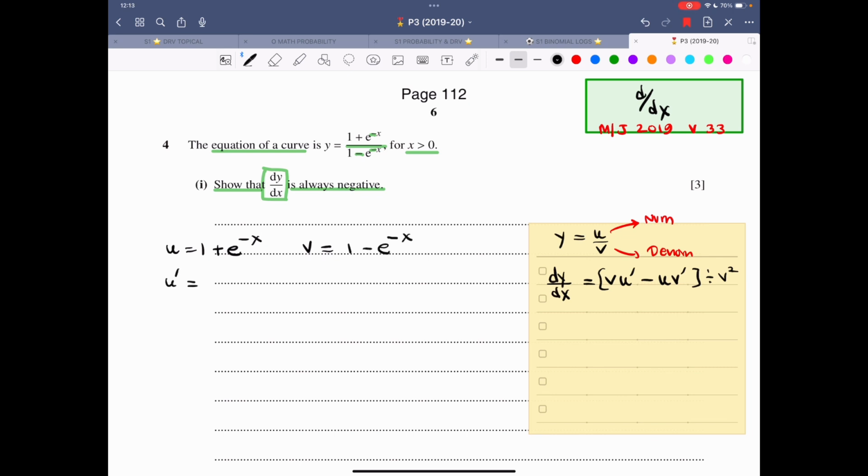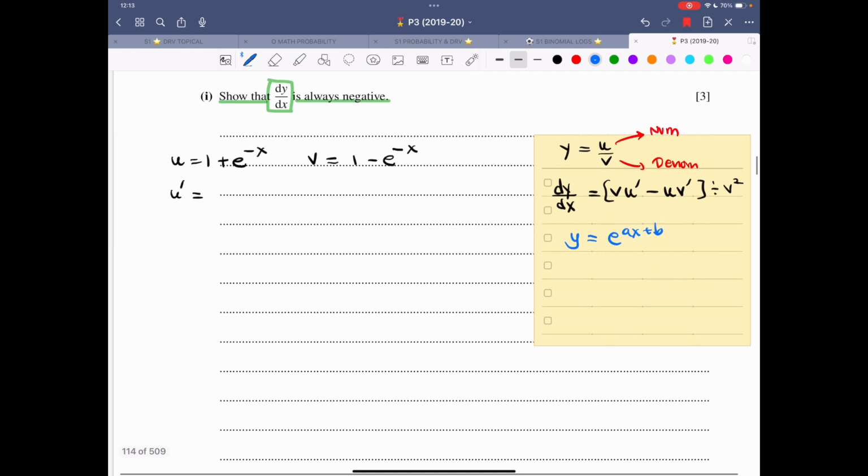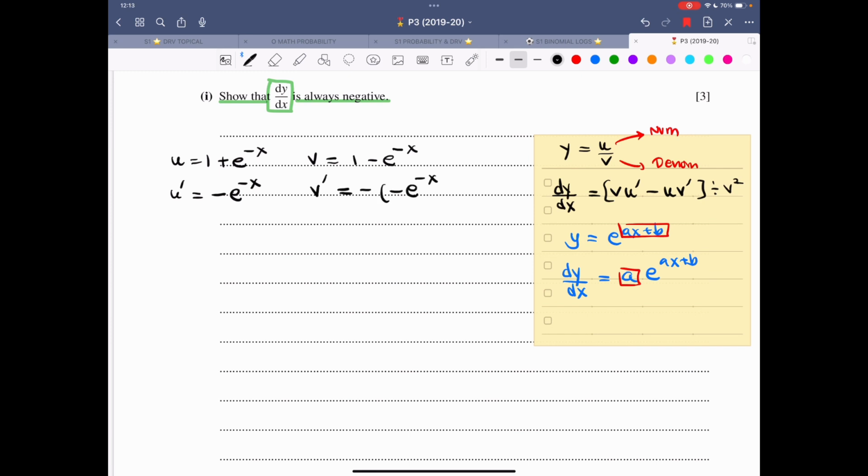Differentiate, and the next thing that I need is the differentiation rule. y equals e raised to the power of ax plus b. Therefore, dy by dx is a comes down, e raised to the power of ax plus b. That means the derivative of the power comes down and multiplies. So coming back to u prime, that is negative e raised to the power of negative x. For v prime, this negative was there, e raised to the power of negative x, which will become positive.